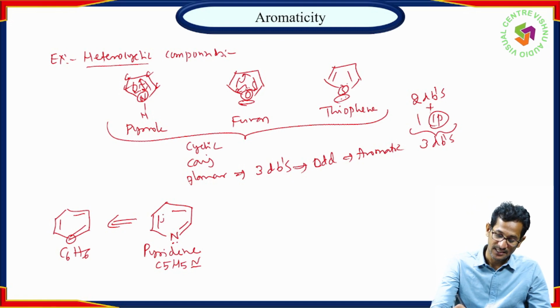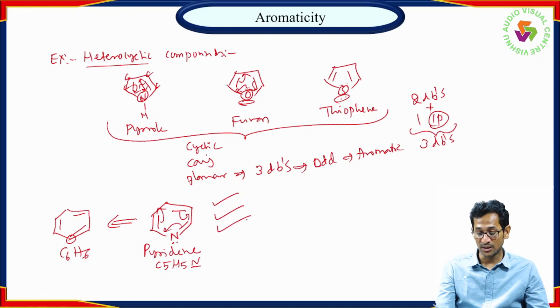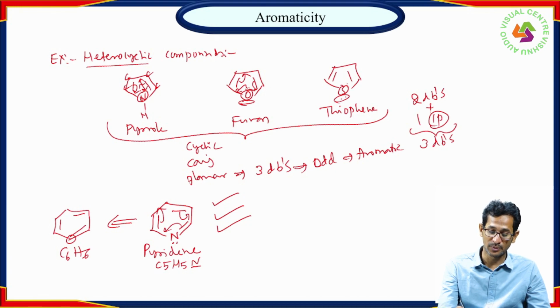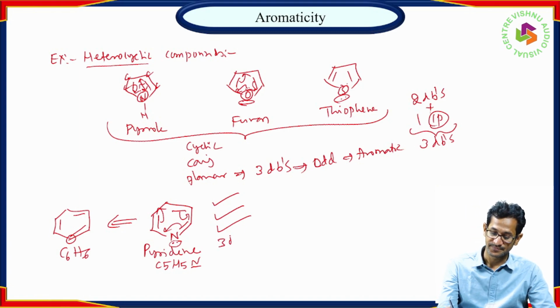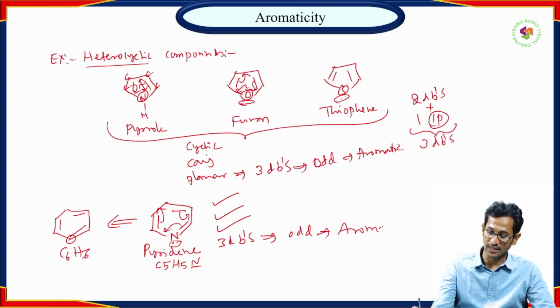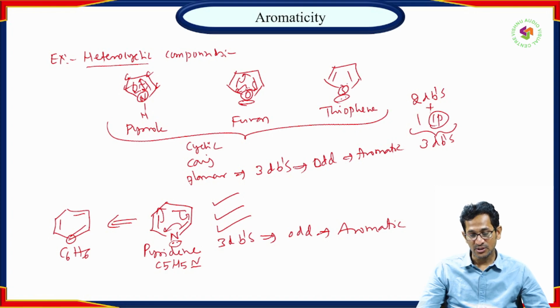So see here, cyclic structure delocalization is observed. It is cyclic, conjugated, and planar. How many double bonds? Don't count this lone pair, because it is outside the cycle. So there are 3 double bonds, an odd number, and an odd number means aromatic. So this is pyridine. All these come under heterocyclic compounds and aromatic compounds.